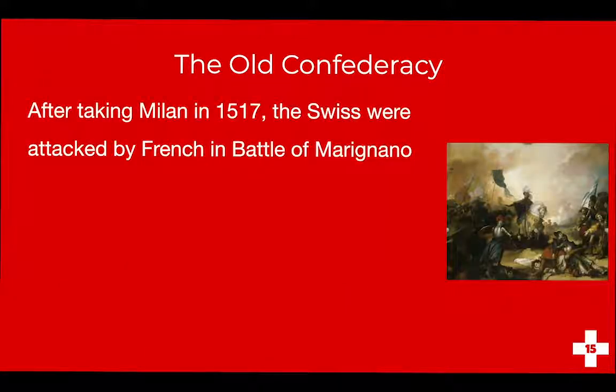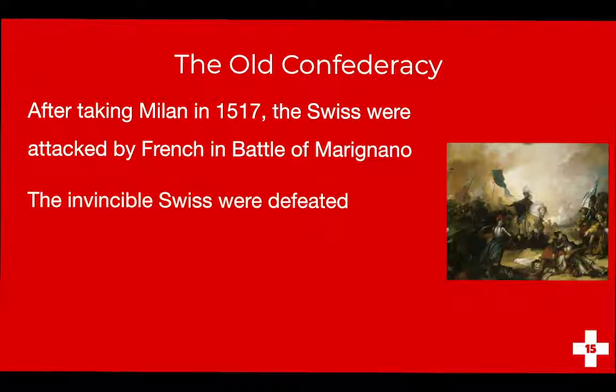And so in 1517, they take the city of Milan, and they were soon after attacked by the French in the Battle of Marignano. And in this battle, the invincible Swiss were finally defeated. After almost a century of this fighting prowess, they had their first major defeat.